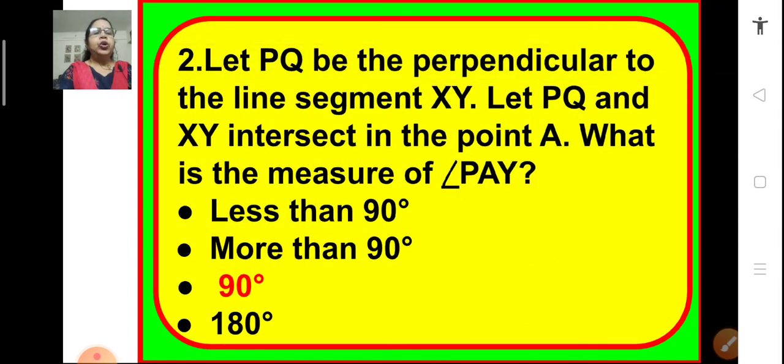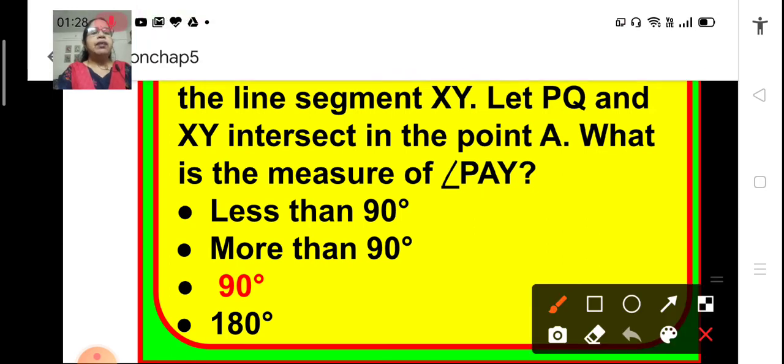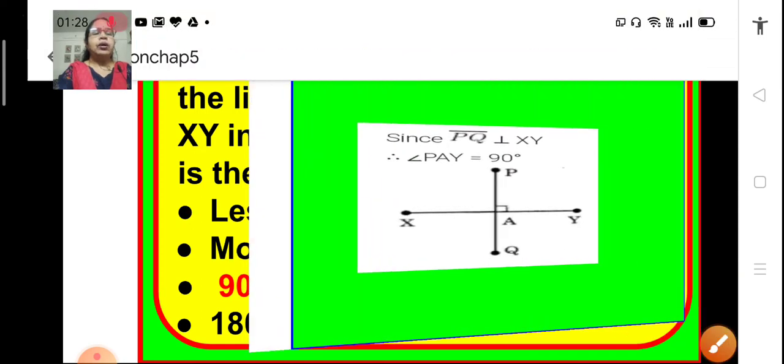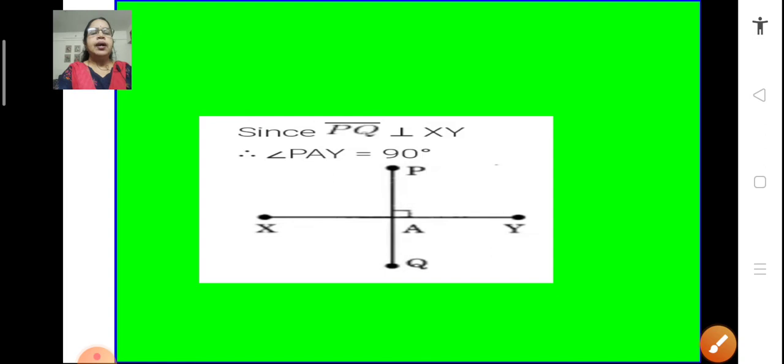Let PQ be the perpendicular to the line segment XY. Suppose we have a line segment XY and PQ is perpendicular to it. They meet, or intersect, at a point A. So what will be the measure of angle PAY? We have the options, but let's look at the answer first.